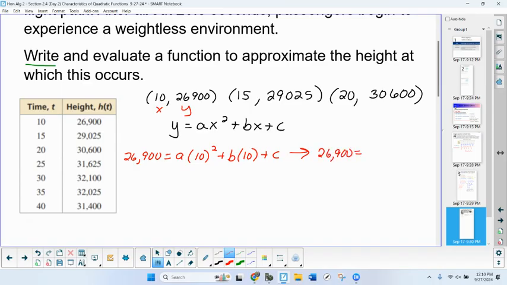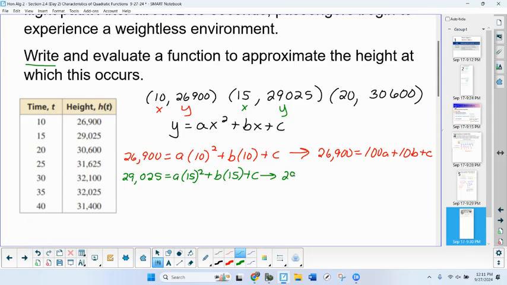26,900 equals what? 100a plus 10b plus c. All right. Oh, I got to write smaller. How about this one? Now what's y? 29,025 equals a times 15 squared plus b times 15 plus c. Okay, so what does that equation become?